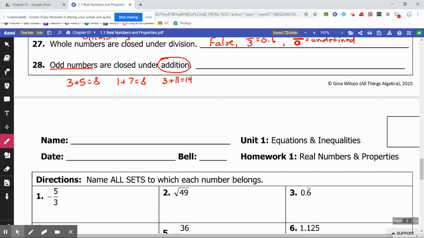If you add two odd numbers together, you never get another odd number. So are they closed under addition? No. False. And just give one of those as a counterexample. 3 plus 5 is equal to 8, which isn't odd. So obviously they're not closed.